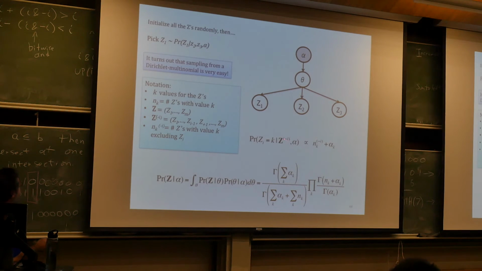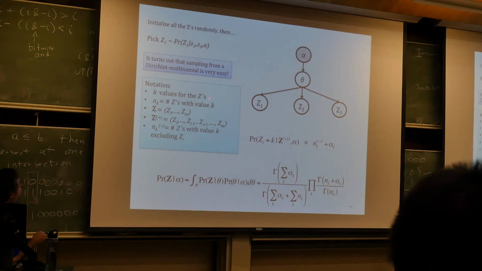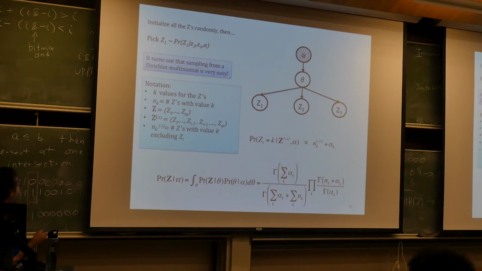So here's the notation. I've got K different values for the z's. So that's the number of topics. n_k is the number of z's that have value k. All I really care about is the number of draws from each topic. Capital Z is this vector of random variables. Capital Z minus i is that same vector, but I've taken out the ith one.